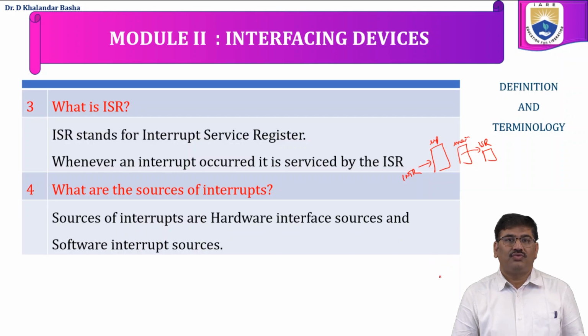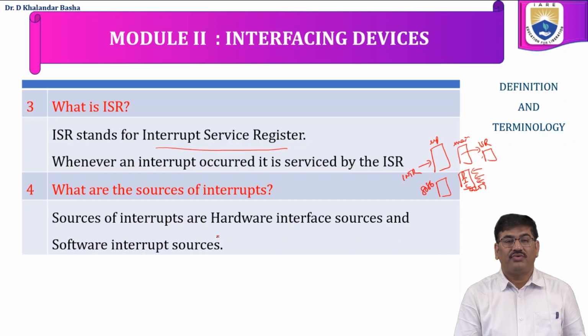In the 8259, that is a PIC, we have an ISR register. Whenever you have multiple interrupts, the 8086 processor is connected to the PIC, that is the Programmable Interrupt Controller, where the interrupt requests it receives are stored in an interrupt service register.